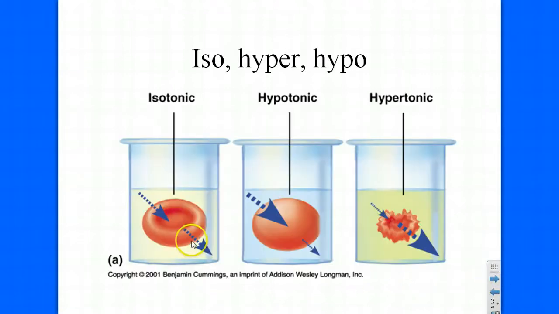So here's a model that shows isotonic, equal concentrations. Hypo means you have low concentrations in the cell, water moves in. Hyper concentration, high solute on the outside, low solute on the inside. That means the water wants to move from the inside to the outside, and that causes cell shrinkage.